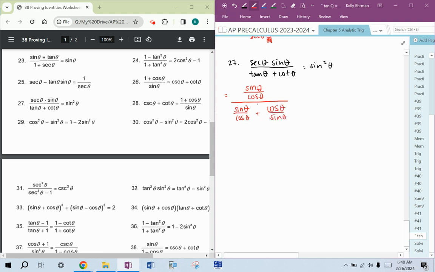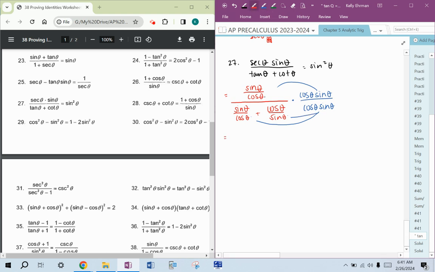Now you can add your fractions together in the bottom, multiply by the reciprocal, or you can use the little shortcut that says multiply by the denominators that you see. There's a cosine here and here, and there's a sine. So if I multiply by cosine theta sine theta, top and bottom, I'm multiplying by 1, and that's going to clear out the complex fraction for me. And I'll see what I have left.